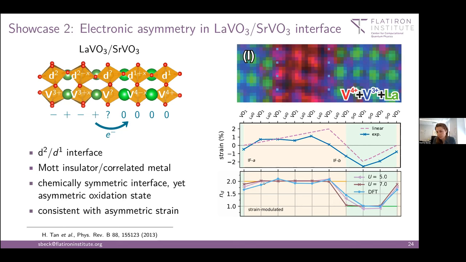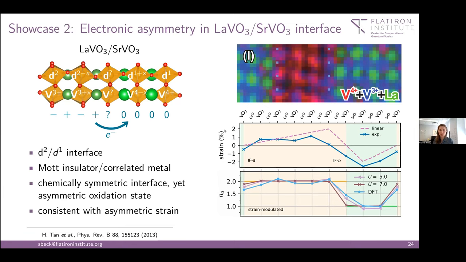And then if you do the DMFT calculations, you can see that for the SVO layers, you get a D1 occupation at the left interface, and a D2 occupation on the right hand side. And so this would correspond to a 4+ oxidation state and a 3+ oxidation state. So these are, again, large scale computations. This is 9 impurities. I don't have it off the top of my head how many atoms, but you can do the math.